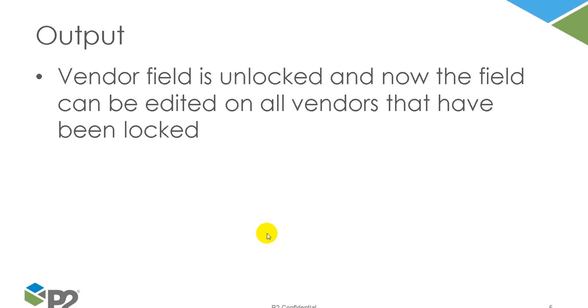After the process then, the vendor field is now unlocked and we can make changes to it on all vendors that have been locked. So this is important to know. When we unlock the field, all vendors who have been locked, that field will be unlocked for them and we can make changes to that field without having to unlock the vendor, the whole vendor record.